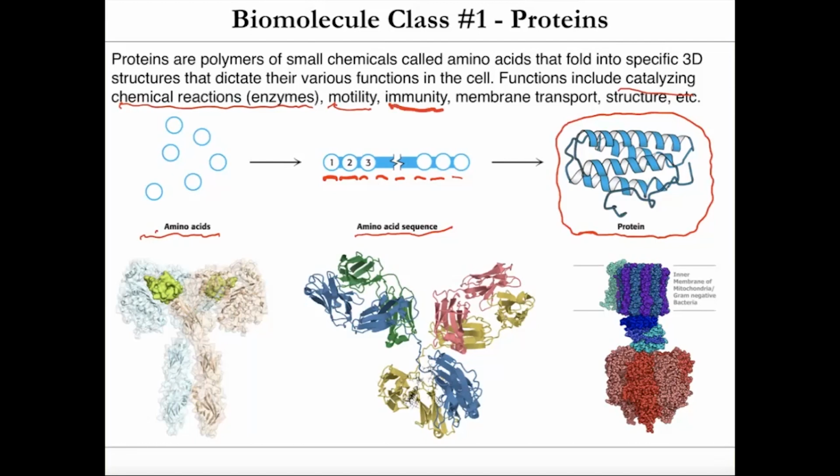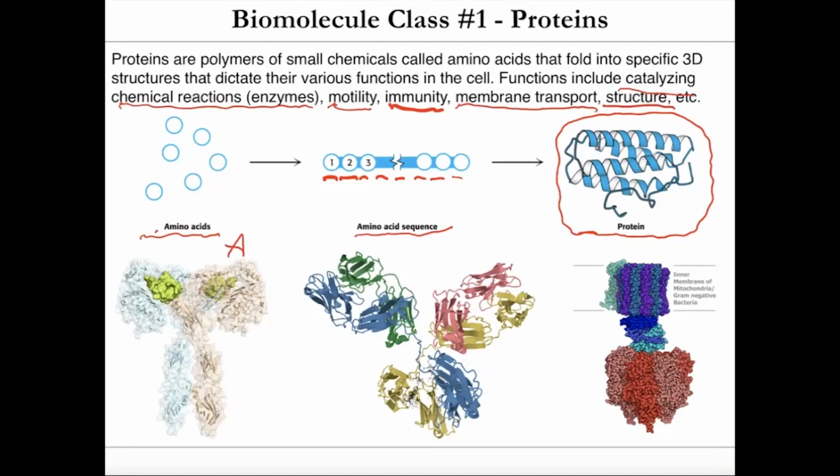Antibodies and the different cells involved in antibodies and the recognition of foreign pathogens in your body, that's all involving proteins. Also membrane transport, which is really important to cellular function and neurology. And also structure, just making sure that there's structural integrity to different parts of life. All these are carried out by proteins.